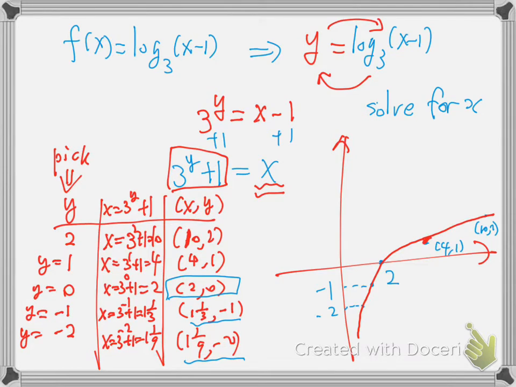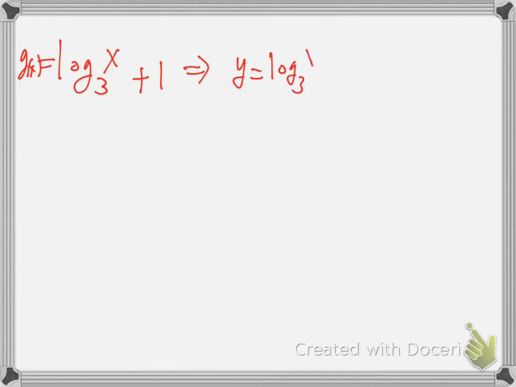So we pick values for y, after you got the expression for x. One more example. So let's look at the graph of log base 3 of x plus 1. For this function g of x, the first step is to change it to y, right? y is log base 3 of x plus 1. So this number 1 is not part of the log. So we get y minus 1 is log base 3 of x.